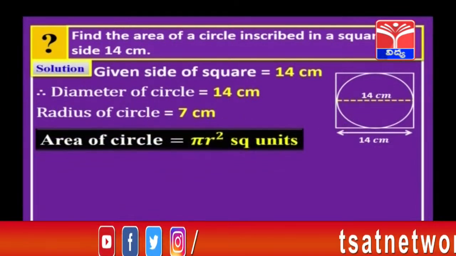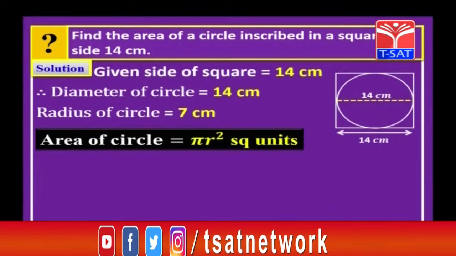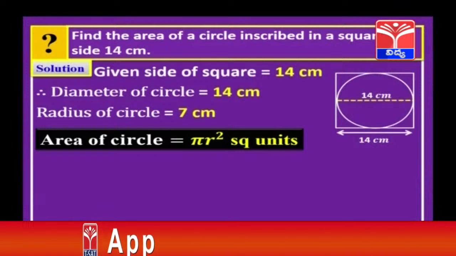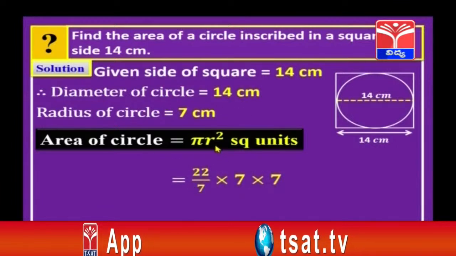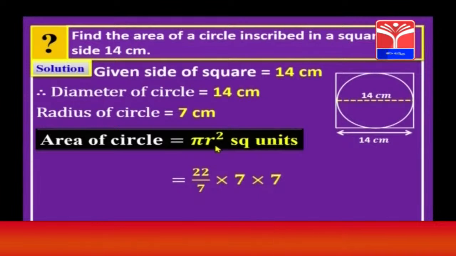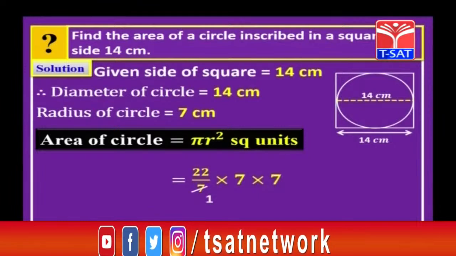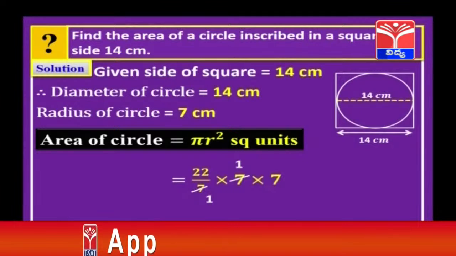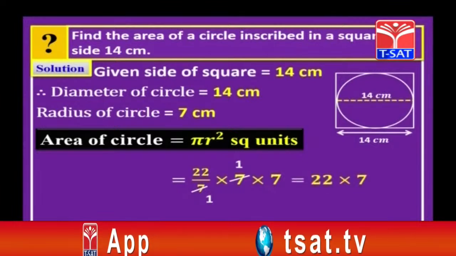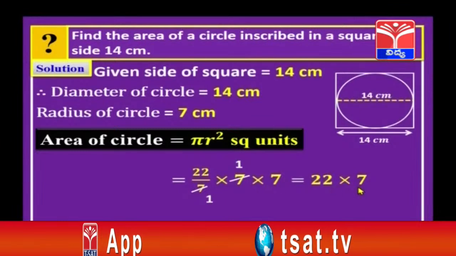And we know that area of a circle is given by pi r square, square units. Now let us substitute the values of pi and r. So pi is 22 by 7 into r square. R square means r into r. And here r value is 7. So we get 7 into 7. Now 7 goes in 7 one time in denominator part, and in numerator also it goes one time. Now what is left, children? Yes, 22 into 7.